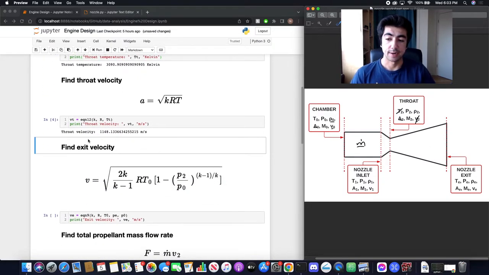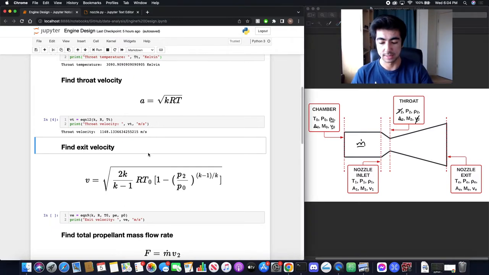So the next thing we can find is our exit velocity. We already have all the inputs for this. We have the properties of our gas, we have our chamber temperature, and P2 and P0 here, corresponding to the chamber pressure. And so P2 in this situation is our nozzle exit. Might be confusing with this diagram, but P2 in this equation is the exit pressure. So we know all of this stuff just from our initial inputs, and we can solve for the exit velocity.